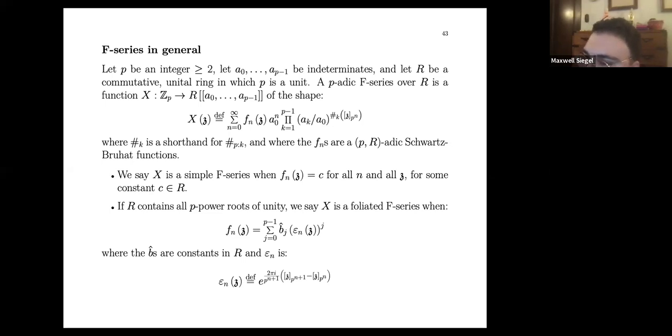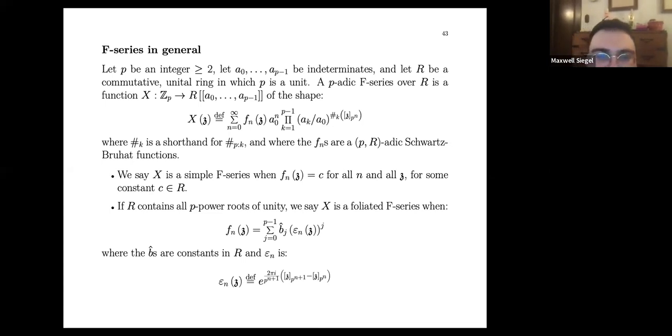Here, the number of k's is the number of k's digits in base P, and the fn's are a sequence of p-adic Schwartz-Bruhat functions. I say X is a simple F series when Fn is equal to C for all n and z for some constant C in our ring, and when R contains all p-power roots of unity, I say X is a foliated F series when the Fn's have the following form, where the b hats are some constants and the epsilon n's are these following functions, whereas always we are using complex exponential notation for roots of unity in R.